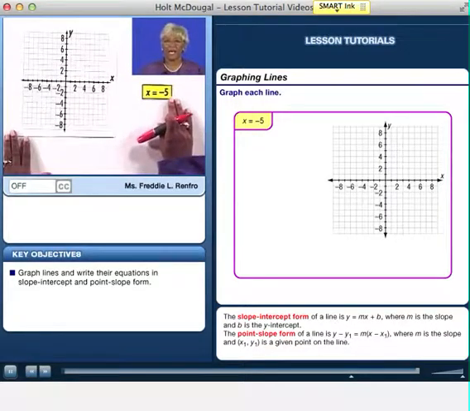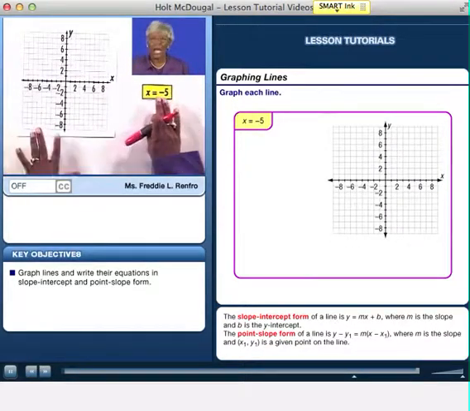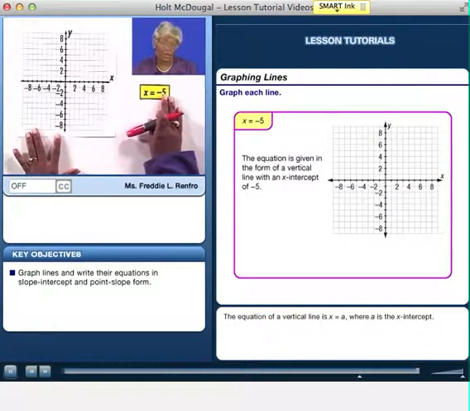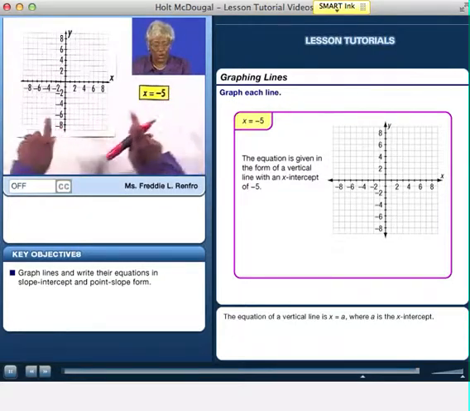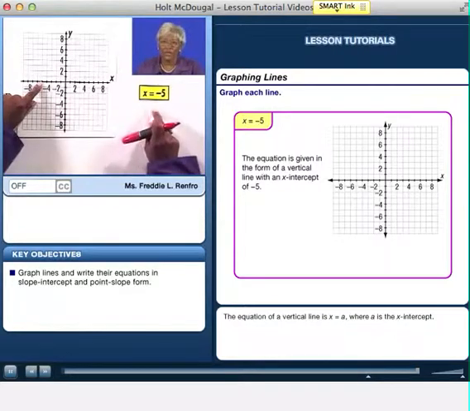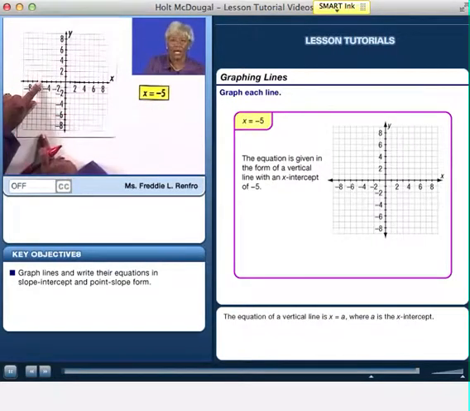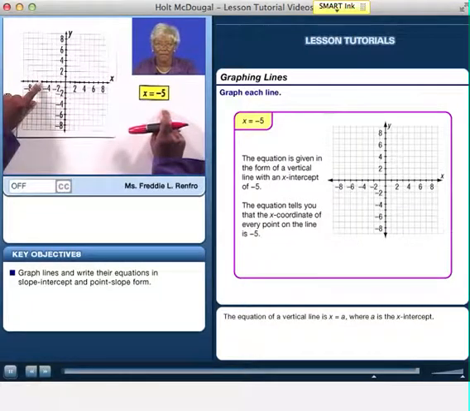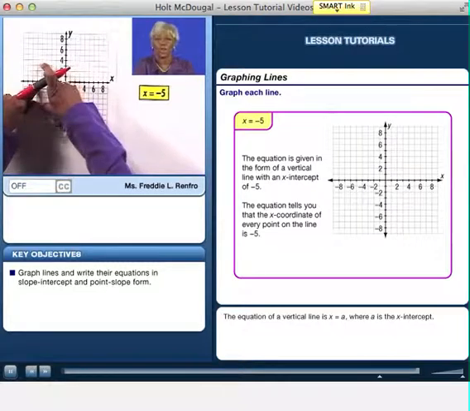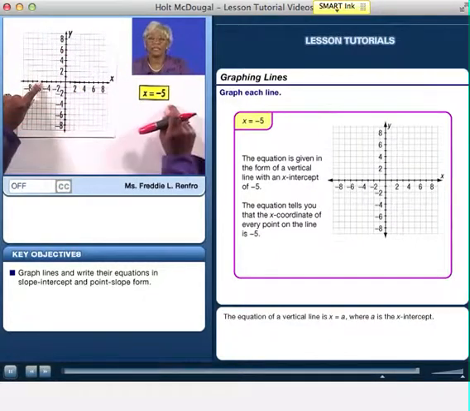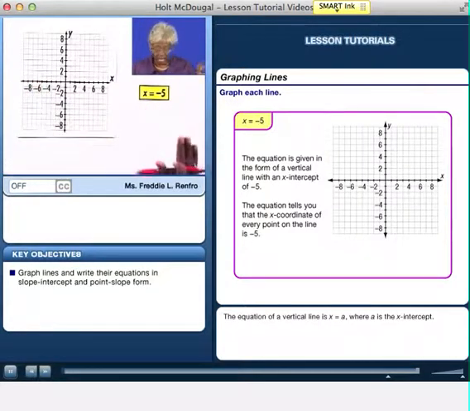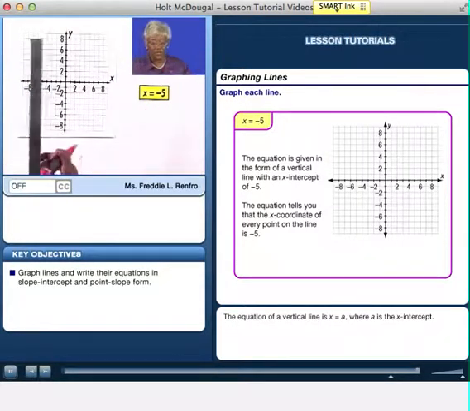x equals -5. Well, I know that x equals -5 is a vertical line. How do I know that? Because if I were to go to -5 on the x-axis, all of the x-coordinates on this vertical line are -5. Any point that I find on this vertical line, the x-coordinate is negative 5. So x equals negative 5 is a vertical line. The graph is a vertical line.